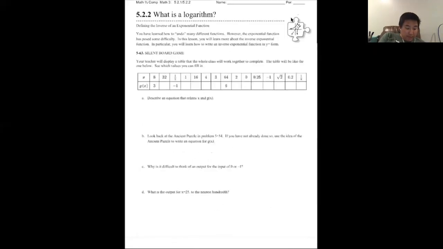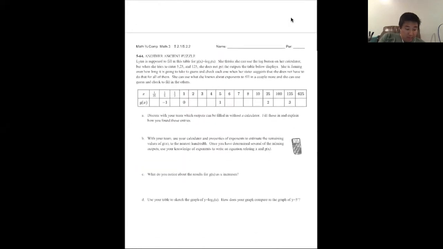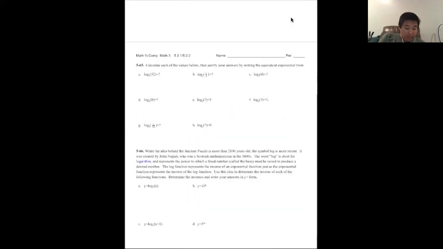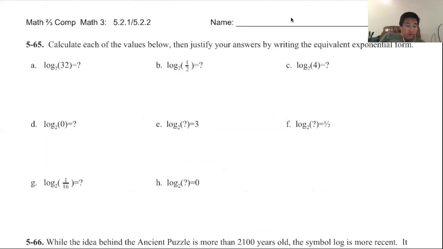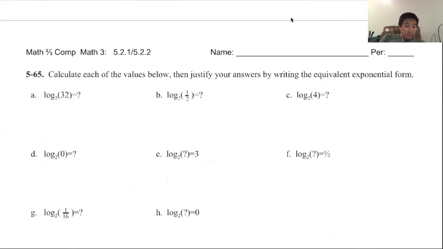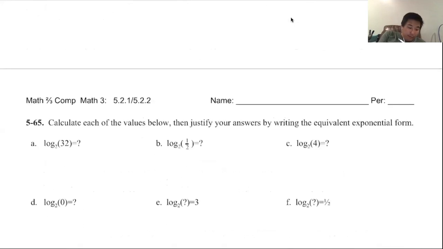So we're going to skip 63 and 64, and we want 65. Calculate each of the values of the below, then justify your answer by writing the equivalent exponential form. So you're going to have log base b of a equals x. And then just remember, b to the x is equal to a.